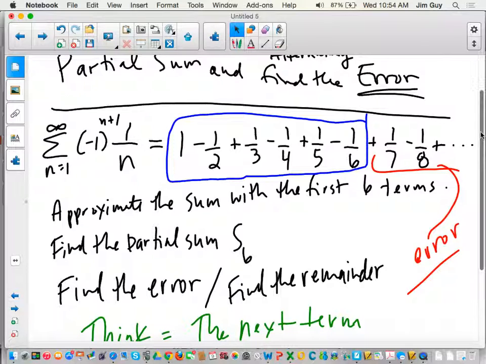So think about it this way. This is the real answer. I mean, this is the approximation. My real answer is all this. My error over here is going to be negative 1/8. Now that's a big error. You know what I'm saying? I'm off by an 8.